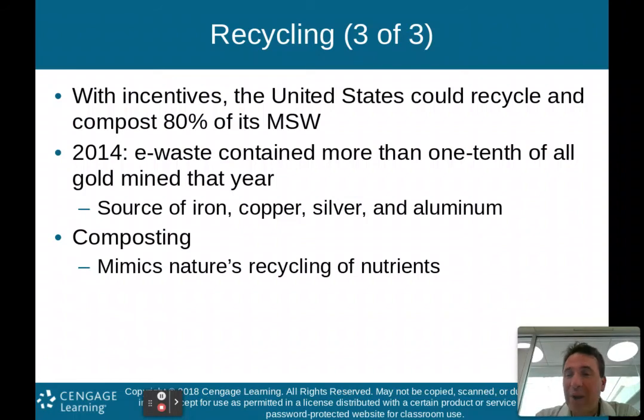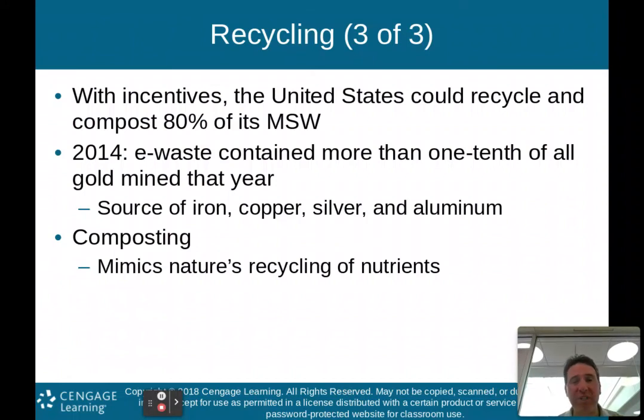Those electronic wastes are also a source of iron, copper, silver, and aluminum. You can wonder why little kids in underdeveloped countries are digging through these landfills looking for this electronic waste. It has gold. It has copper in it, right? We need to be reusing it to bring the price down for everybody.